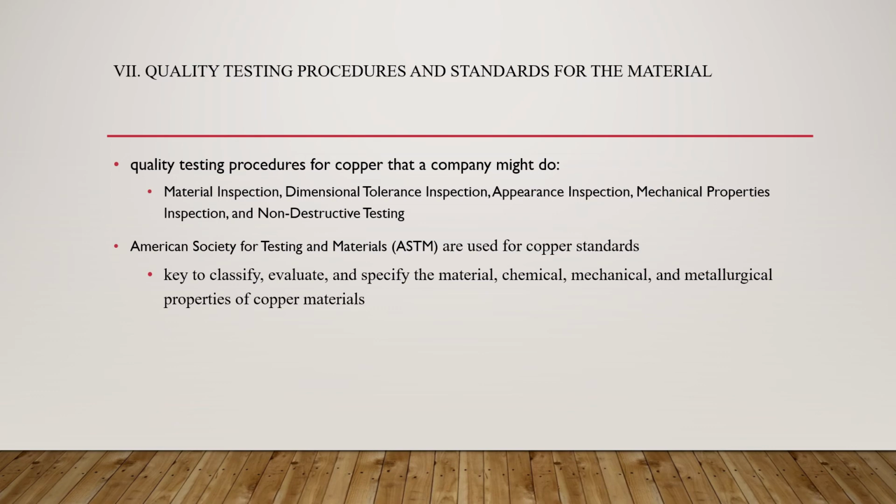Quality testing procedures and standards for the material. Quality testing procedures for copper that a company might do: material inspection, dimensional tolerance inspection, appearance inspection, mechanical properties inspection, and non-destructive testing. The American Society for Testing and Materials, ASTM, standards are used for copper. They are key to classifying, evaluating, and specifying the material, chemical, mechanical, and metallurgical properties of copper materials.